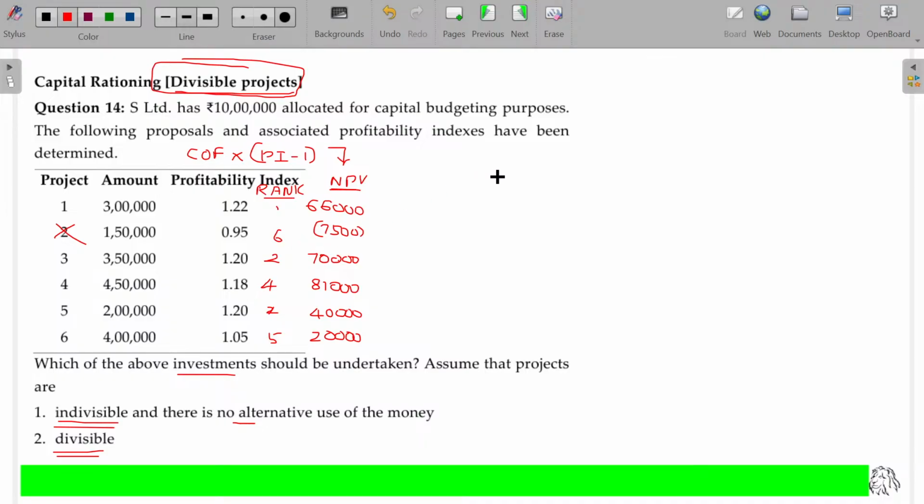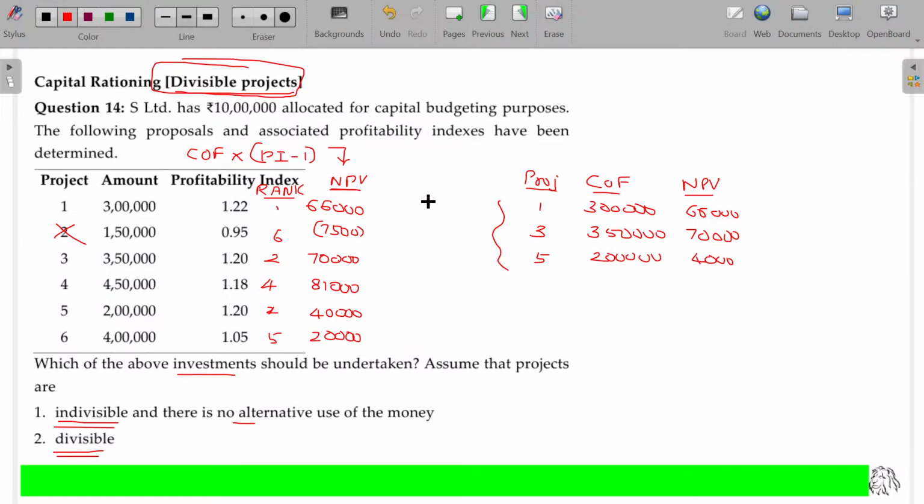So the best method of choosing is to choose project 1 first. Cash outflow for project 1 is 3 lakhs and the NPV of the project is 66,000. The second project, with rank 2, is project 3, which can be chosen. 3.5 lakhs is the investment, and 70,000 rupees is the NPV. You need 10 lakhs rupees to be spent. Already 6.5 lakhs is spent. Again, you can go for the 5th one. For that, you need 2 lakhs, and the NPV is 40,000 rupees.